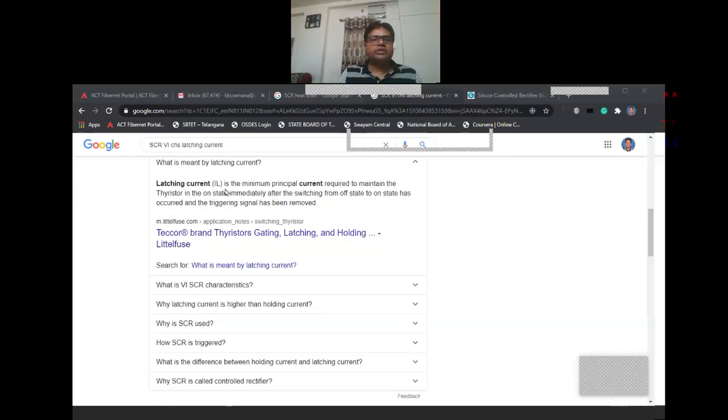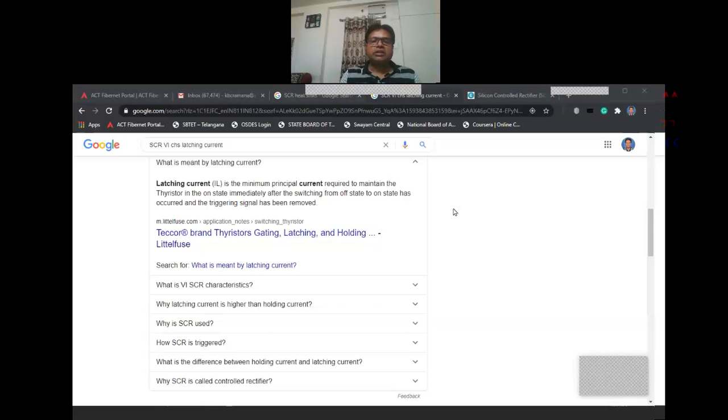Here we have the definition of the latching current. Latching current IL is the minimum principal current required to maintain the thyristor in the on state immediately after the switching from off state to on state has occurred and the triggering signal has been removed. This triggering signal is the gate triggering signal. Even if it were there or not, the remaining definition holds good. When the gate signal is used, then we have to add this definition.